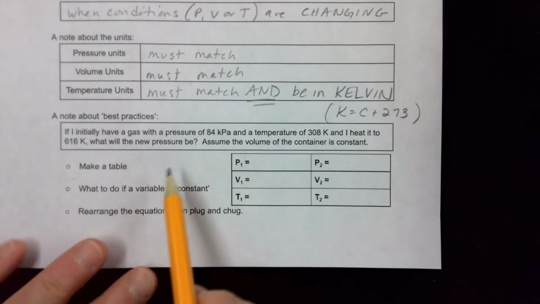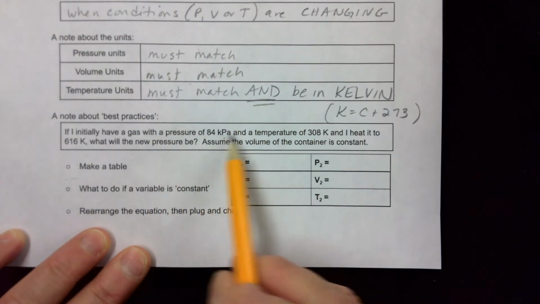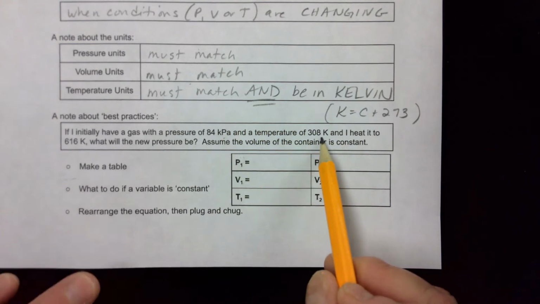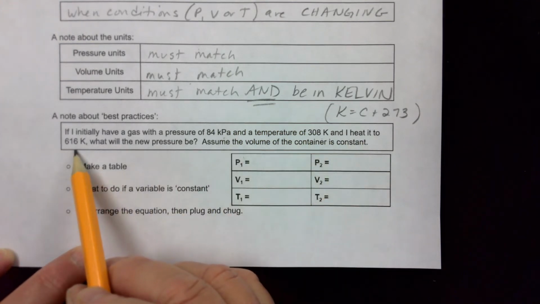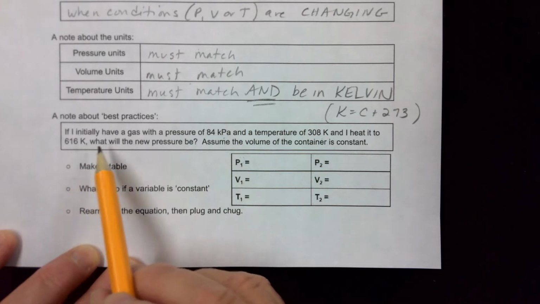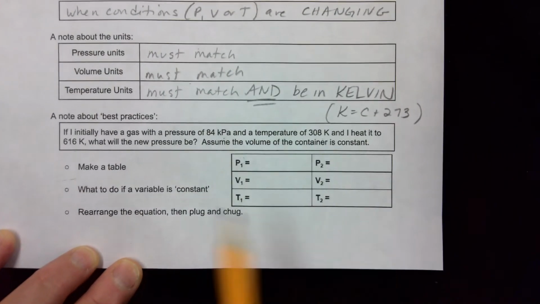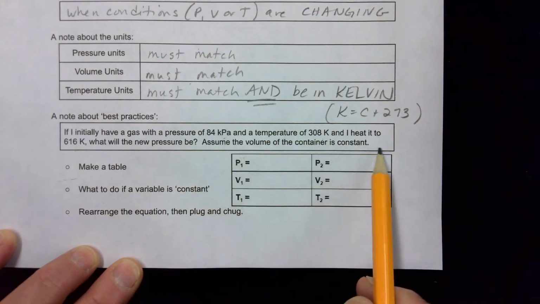If you initially have a gas with a pressure of 84 kilopascals and a temperature of 308 Kelvin, and you heat it to a temperature of 616 Kelvin, what will the new pressure be? Assume the volume of the container is constant.